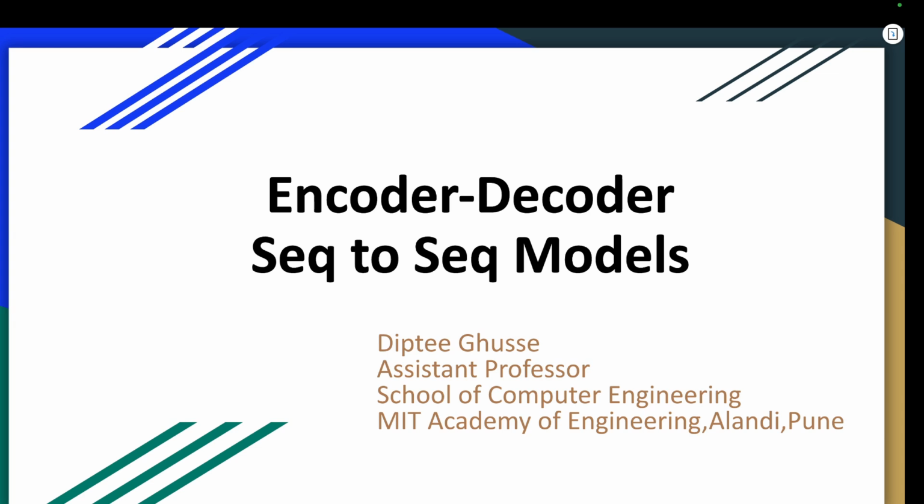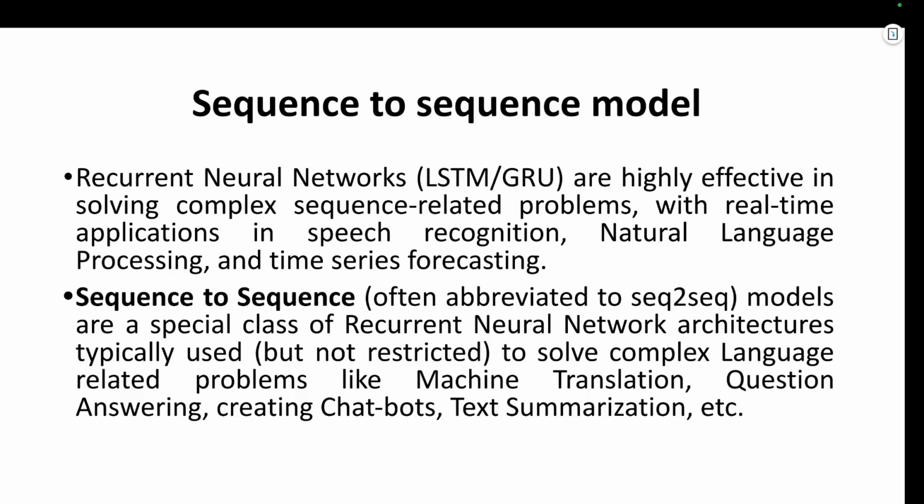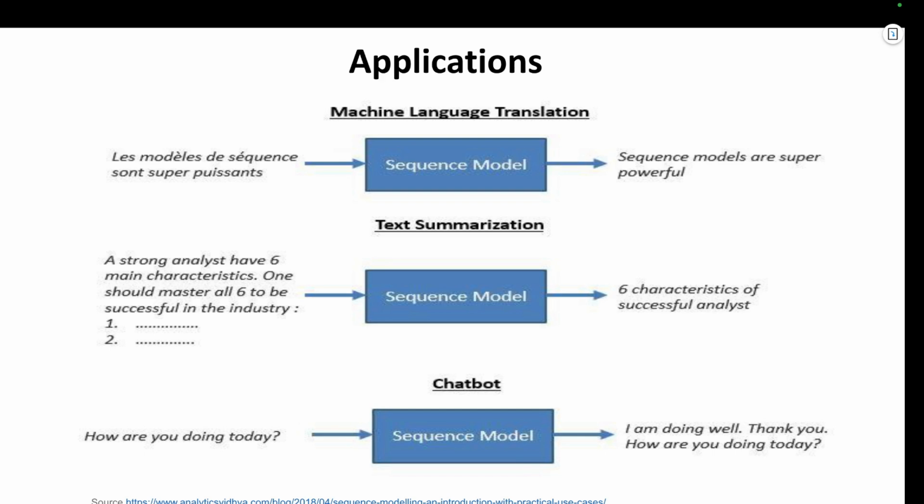Today's discussion topic is encoder-decoder using the sequence-to-sequence model. Now let us understand what the sequence-to-sequence model is. In the previous session, we discussed recurrent neural network models like LSTM and GRU, which are effective for time series forecasting, speech recognition, and natural language processing. The sequence-to-sequence models, abbreviated as seq2seq models, are a special class of recurrent neural networks which are extended to solve complex language-related problems like machine translation, question answering, chatbots, and text summarization. In this diagram you can check the applications of the sequence-to-sequence model.